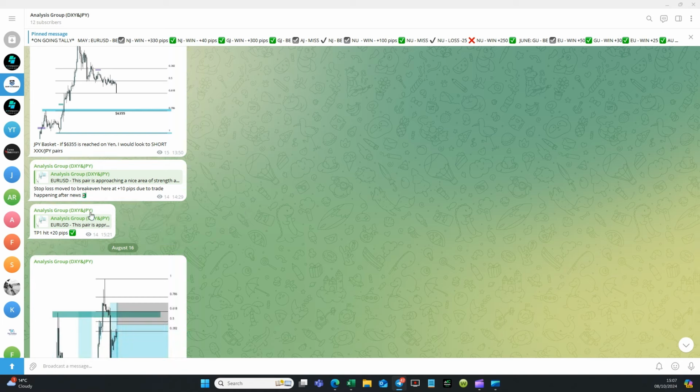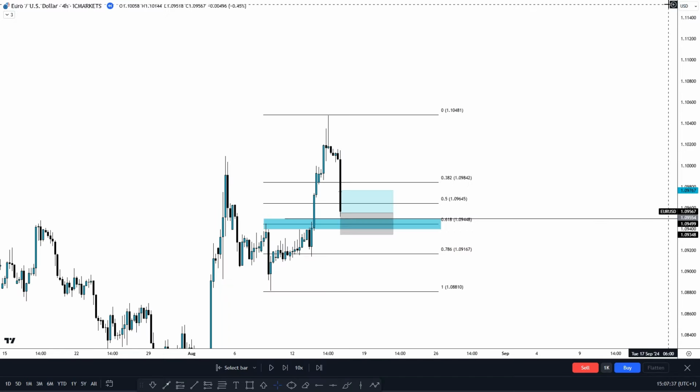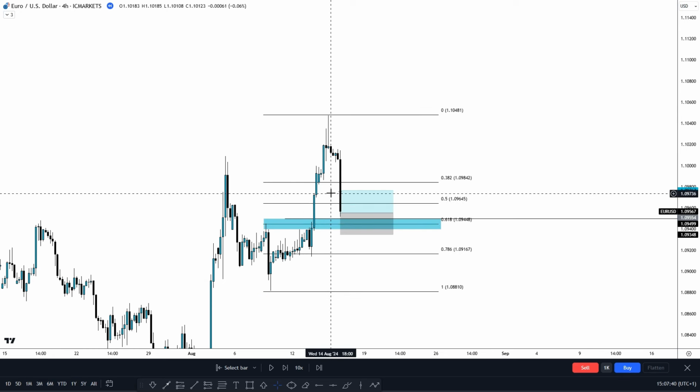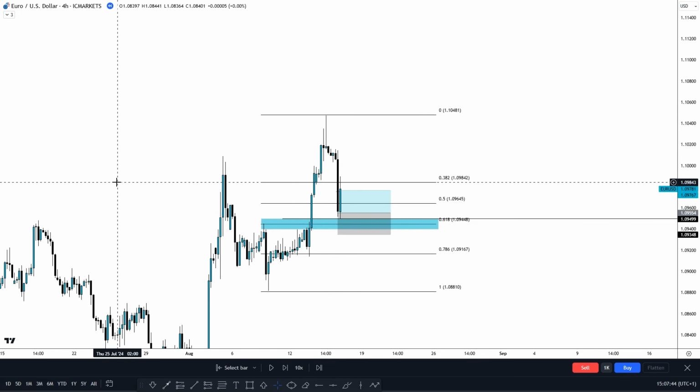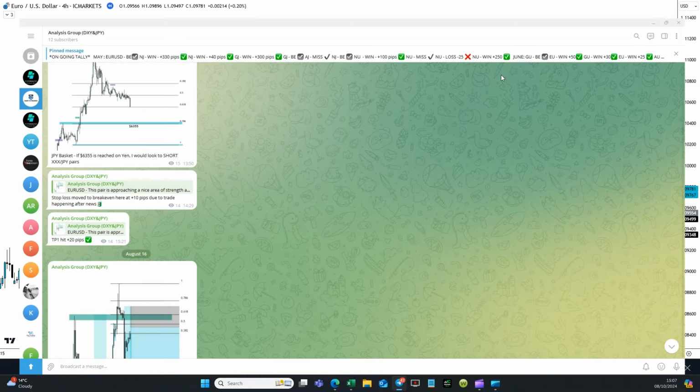And then TP1 was hit at 20 pips. So my first TP was at 1-to-1 because I personally like to leave runners. I take what I can from the market and then I let my runners do the rest, which is what you saw in this example here. And then following that, it's just a case of rinse and repeat and letting the runner do its work.